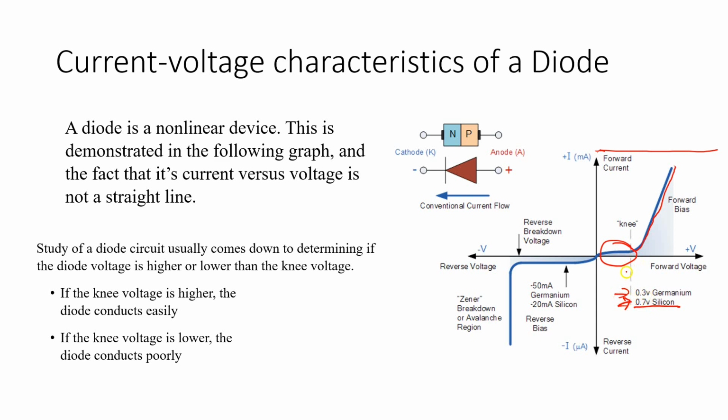So in essence, if you wanted to use germanium and we want to plot it on the graph, if this is 0.7, then 0.3 would be somewhere here. So your graph would start going up like this for germanium because of the fact that it requires a much smaller voltage to overcome the potential barrier, right?